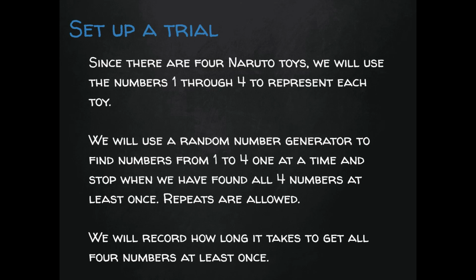First step, set up a trial. Since there are 4 Naruto toys, we would use the numbers 1 through 4 to represent each toy. We would then use a random number generator to find numbers from 1 to 4 one at a time, and we would stop when we have found all 4 numbers at least once. Here, again, repeats are allowed since each number indicates a different cereal box. We will record how long it takes us to get all 4 numbers at least once.